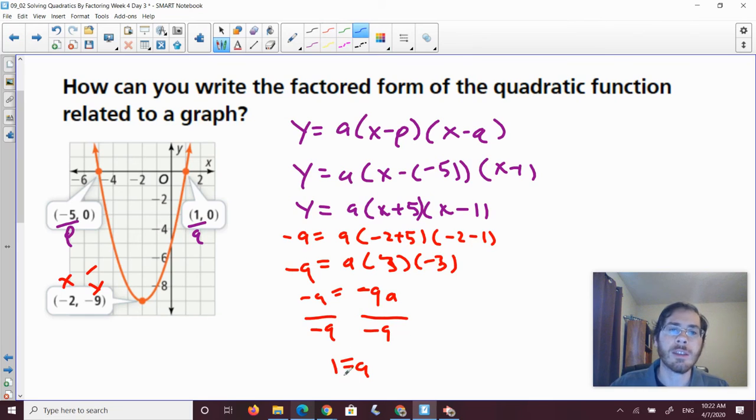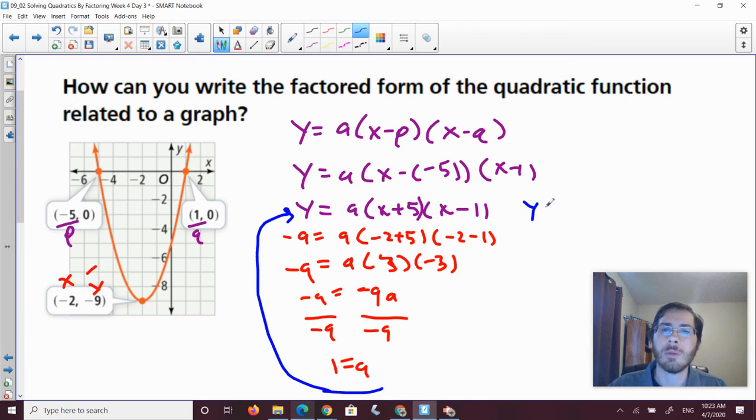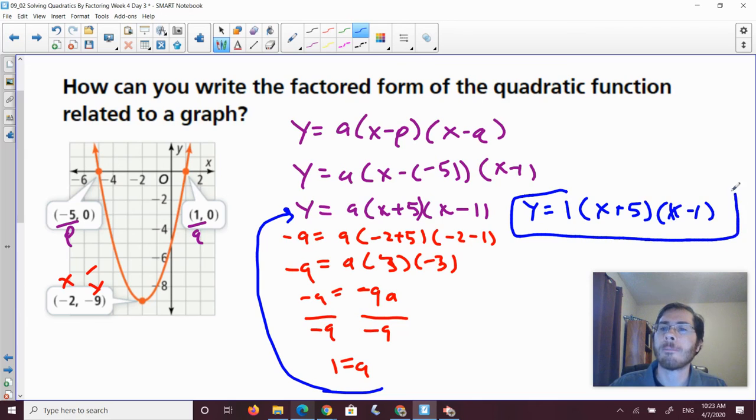So what we have to do is take this and plug it back in the last purple step before we plugged in for x and y. So our final answer is going to be y, or f of x, equals 1(x plus 5)(x minus 1). Now, that's our final results, so we're all set.